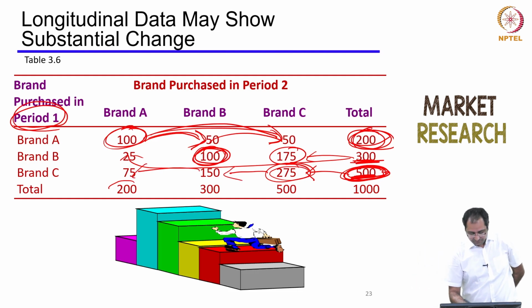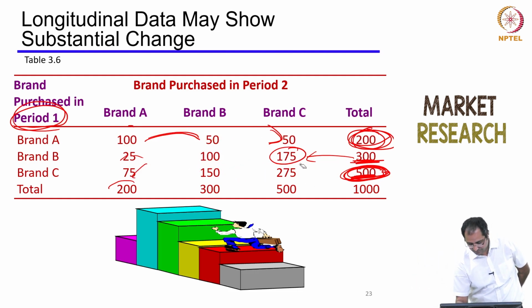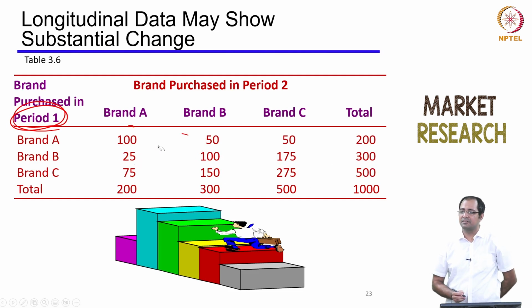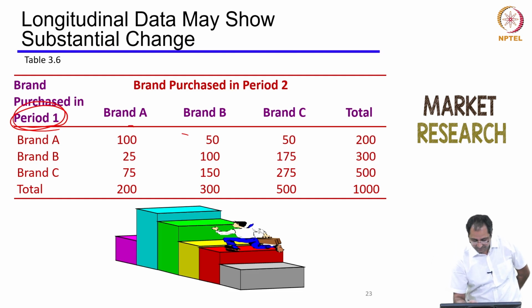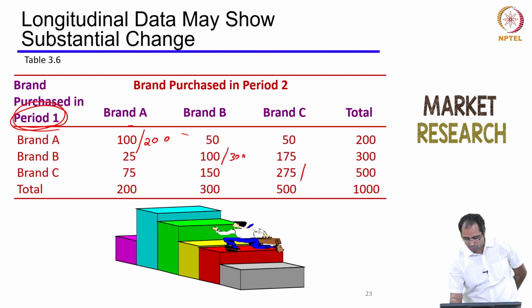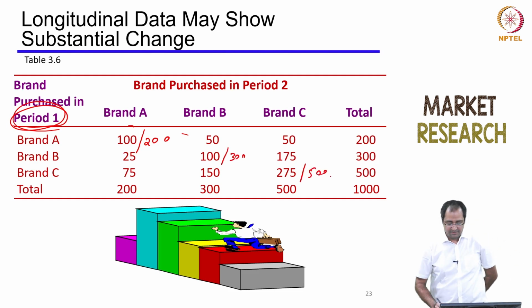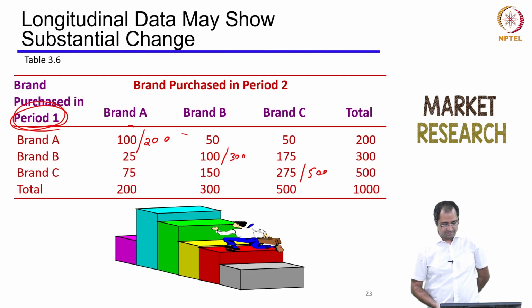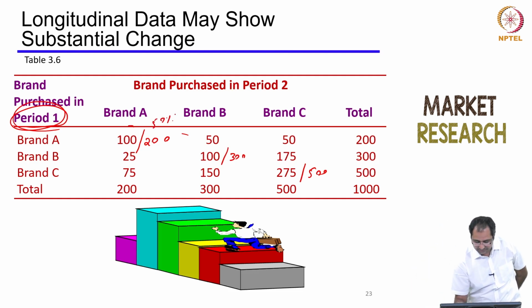So if you calculate the switching, how much switching has happened? Brand A in time period 2, 100 are buying, earlier there were 200. Brand B now 100 are buying, earlier there were 300, and brand C now 275 are buying, earlier there were 500. So you will get to know this brand switching behavior. This is 50%. This is 33.3%, and this is some 55%, let's say.